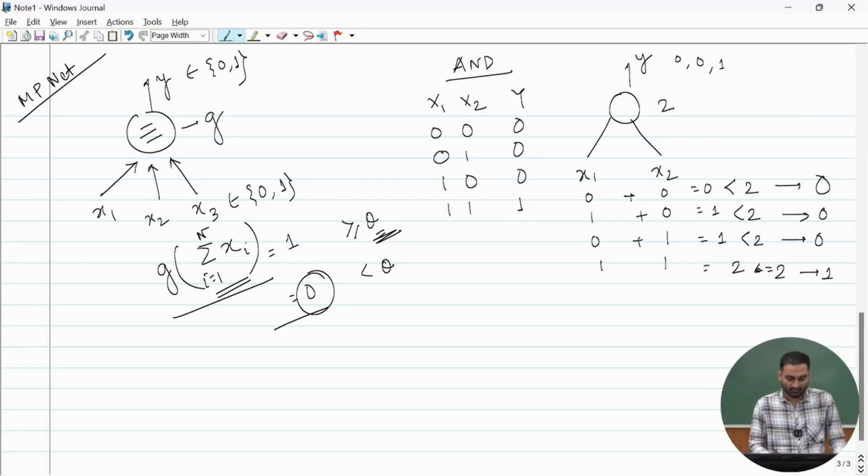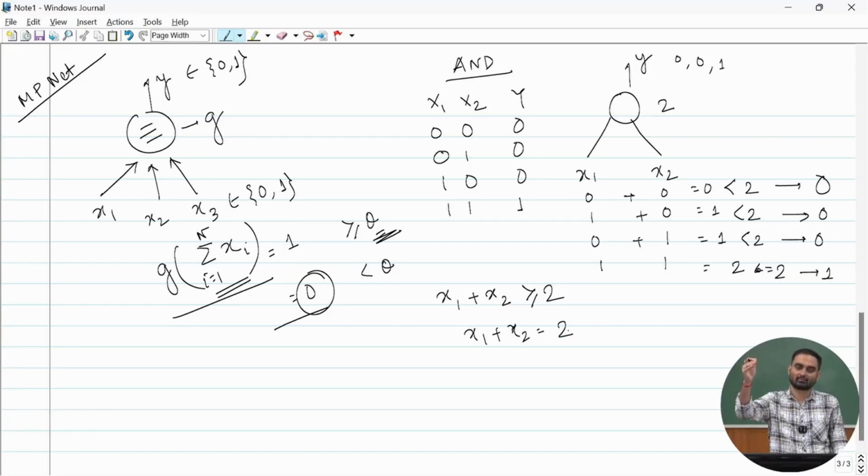Okay, so to mimic the AND operation, the function that is going to be learned is essentially very simple. X1 plus X2 should be greater than or equal to 2, right? So the line is X1 plus X2 equals 2, and anything above this would be classified as 1, otherwise 0. Okay, now if you think of the vector space, you have 4 points, essentially X1, X2.